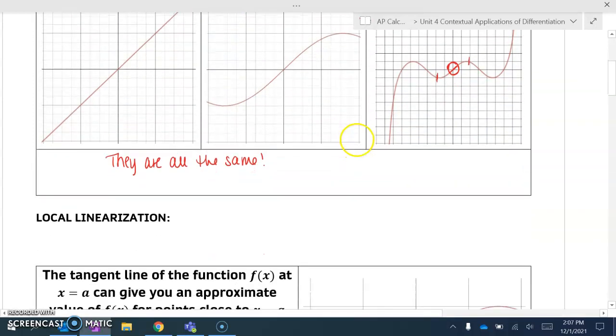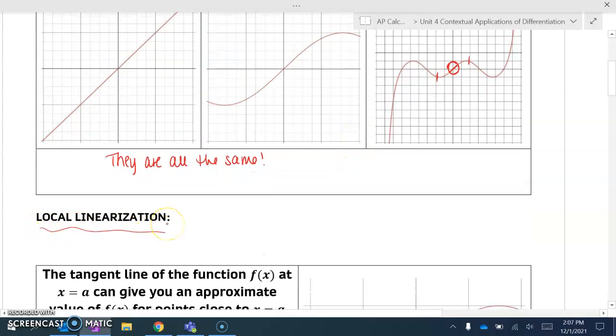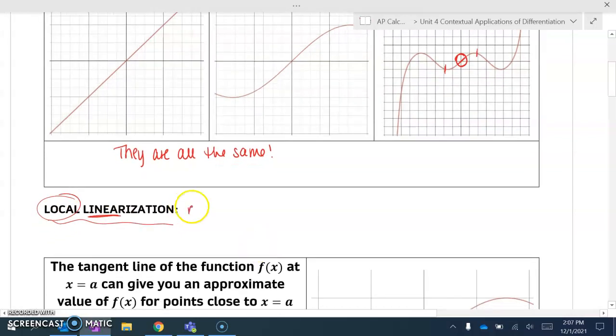So local linearization, if you break down the word, locally, or looking nearby, we are going to use a linear function. This is one way to approximate a function's value.